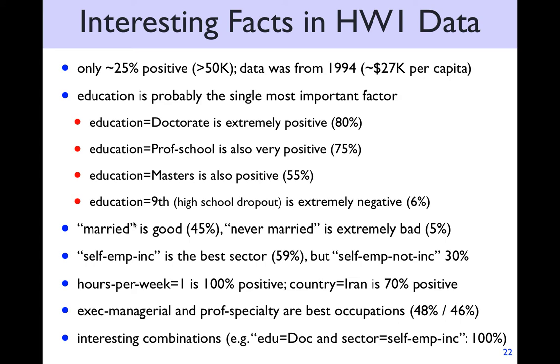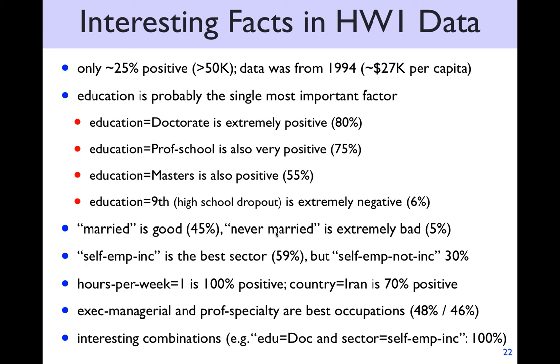And married is very good, even though less than half. But never married, that is single, is actually extremely negative. It's only 5%. Why is that the case? Well, it's because most young people earn less than 50K. The people who earn more than 50K, which is only a quarter in that data set, are mostly older people. Okay, mostly people like 50 years old, 45 years old.